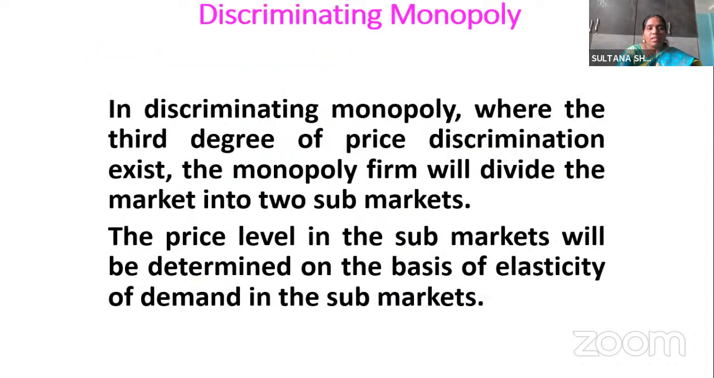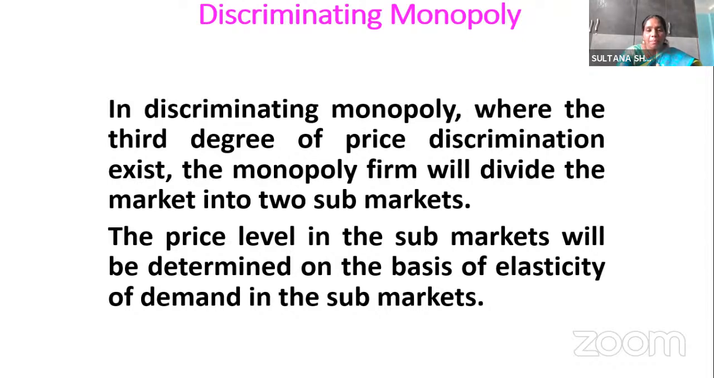Let us see the discrimination concept. Before this, how is the monopoly discriminating? In discriminating monopoly, where the third degree of price discrimination exists, the monopoly firm will divide the market into 2 submarkets. First degree price discrimination is very rare, but in general, third degree price discrimination we can observe. So in the third degree price discrimination, what is he doing? He will divide the market into 2 submarkets.